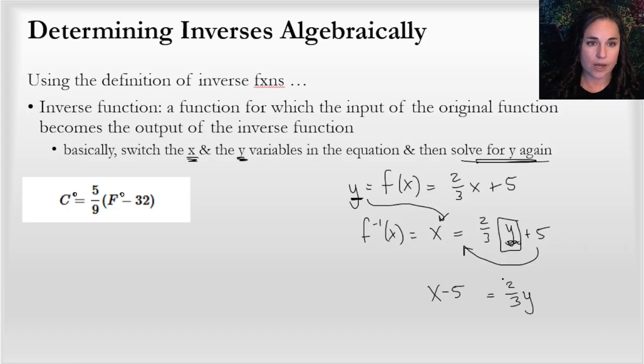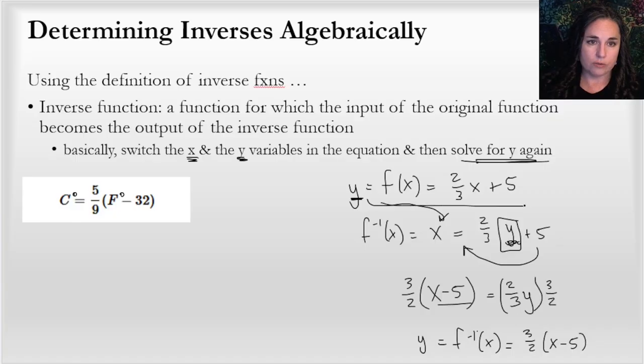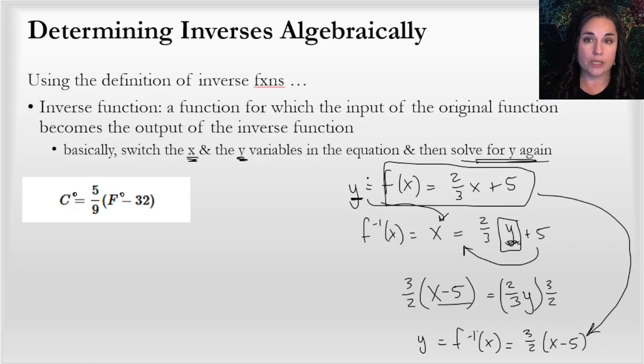Now to isolate y, I'm going to multiply each side by 3/2. And on this side, 3/2 is multiplied by the whole quantity. So when I solve for y, which is the inverse function of the original function, I'm going to see that it's 3/2 times the quantity x minus 5. So if this is the original function, this is its inverse. And so that's the algebraic determination of it.